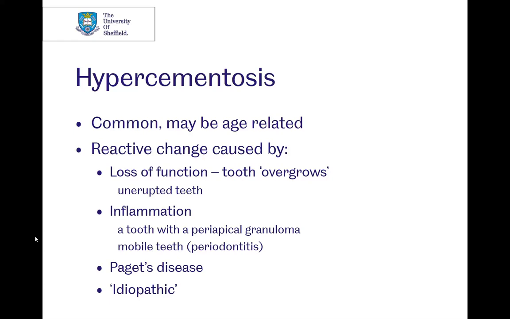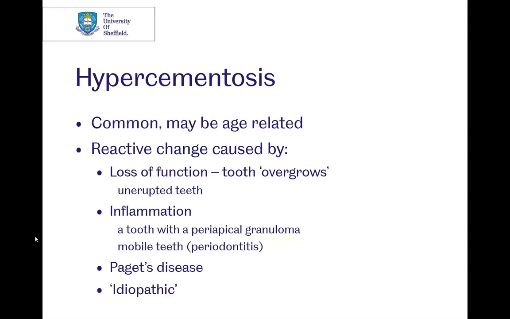Inflammation: we'll quite often see hypercementosis associated with a periapical granuloma, or perhaps more understandably, in teeth that are mobile, and that's presumably part of the whole process of trying to stabilize the tooth in a patient who's got chronic periodontitis.